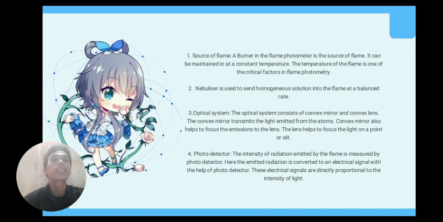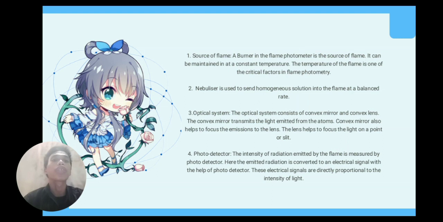3. Optical system. The optical system consists of convex mirror and convex lens. The convex mirror transmits the light emitted from the atoms. Convex mirrors also help to focus the emission to the lens. The lens helps to focus the light on a point or slit.